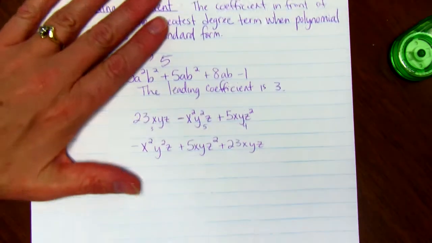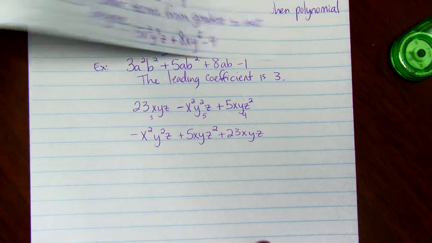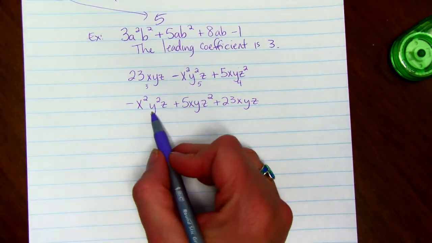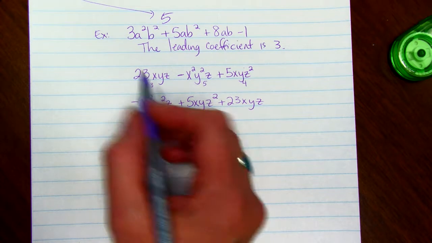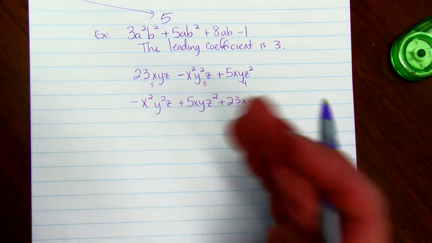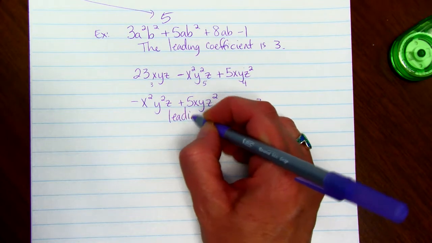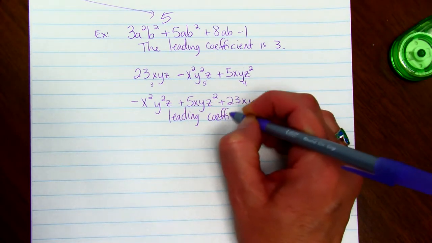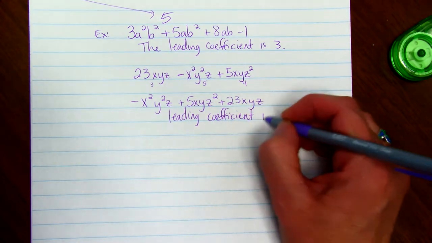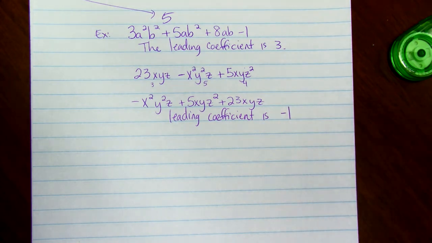So now we look to find the leading coefficient. We look in front of the highest degree term and find the coefficient. Well, if we don't see a number, if you remember, that's a 1. So the leading coefficient is a 1. I mean a negative 1. It's a negative 1. That's the end of the lesson.